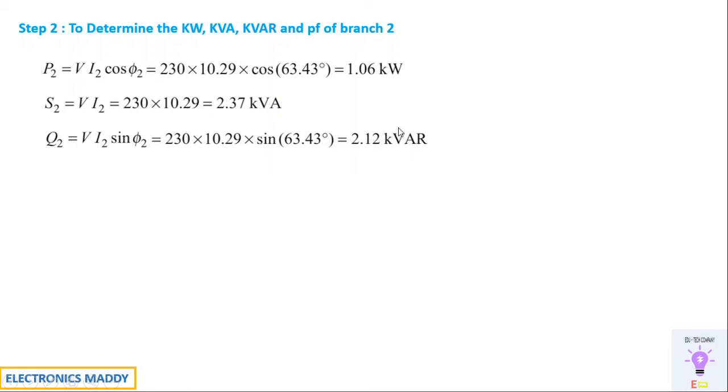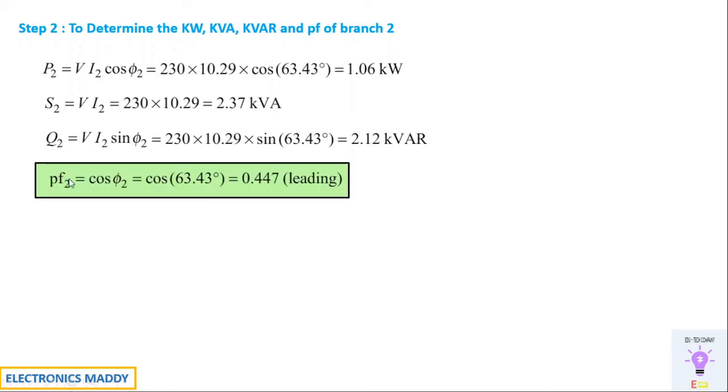Not necessarily should they be represented in kVAR, but in the question they've asked us what is the kilowatt, what is the kVA rating, what is the kVAR rating. So for that purpose we are representing it in this particular fashion. Once this is done, they've asked us to find the power factor of branch 2. So cos of phi 2 is nothing but the angle with respect to I2. That is 63.43 and it is positive. That's why it's represented as leading. So you'll be getting a power factor of 0.447 leading.